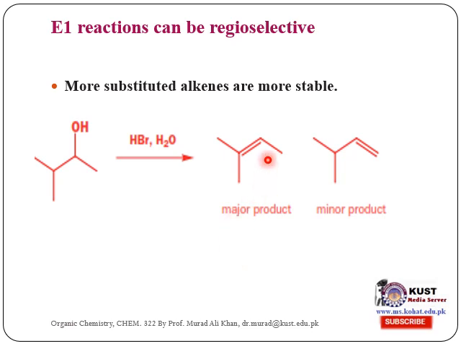Now, if the double bond is formed here, it is the more substituted alkene. And here it is the less substituted alkene. So more substituted alkenes are more stable and more favored. So the more substituted product will be the major product.